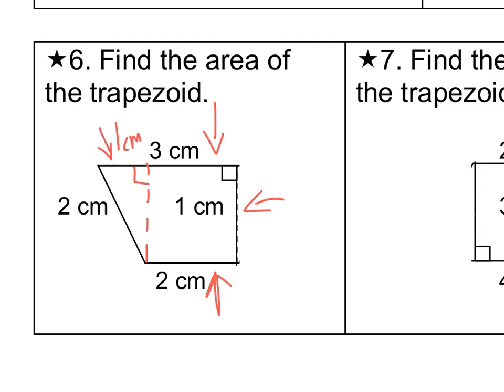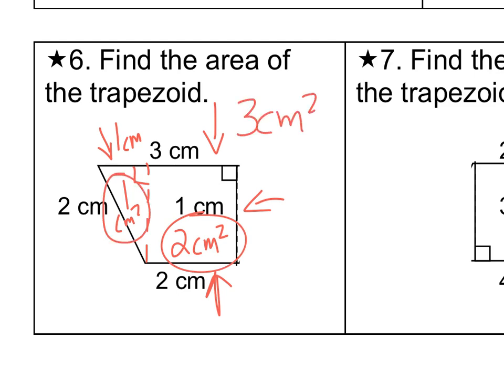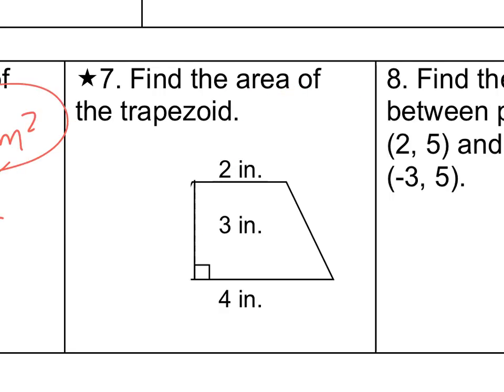2 times 1 is going to be 2 centimeters squared for the little rectangle. And then 2 times 1 divided by 2 for the triangle is going to be 1 centimeters squared. And now we just add those two together, the rectangle and the triangle, and we end up with 3 centimeters squared as our area. Again, we're going to trust the numbers, not what it looks like.